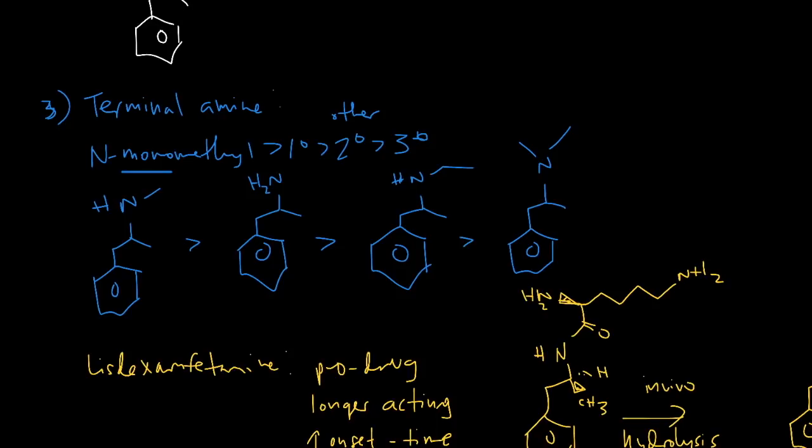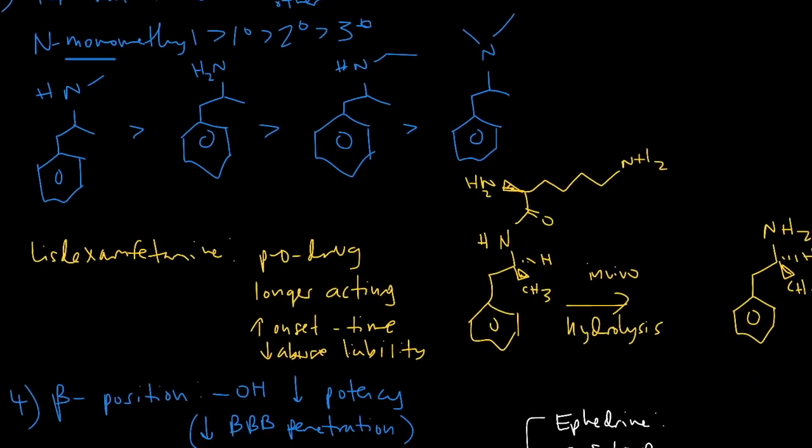So monomethyls are greater than primary amines, which are greater than other secondary amines. Other secondary amines means it's not a monomethyl. So this is an ethyl. Ethyls and above are less stimulating than monomethyls. So ethyls and above are included in the other secondary amines. And tertiary amines are the least stimulating of these terminal amines.